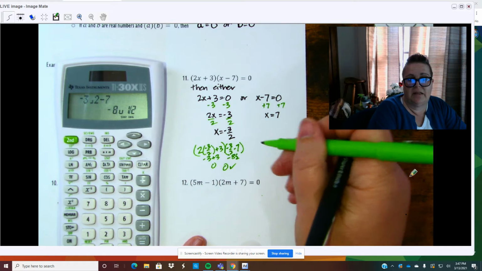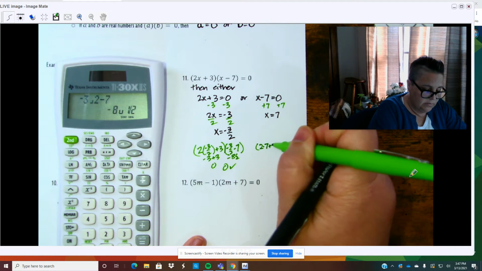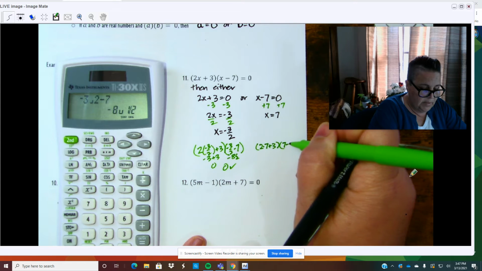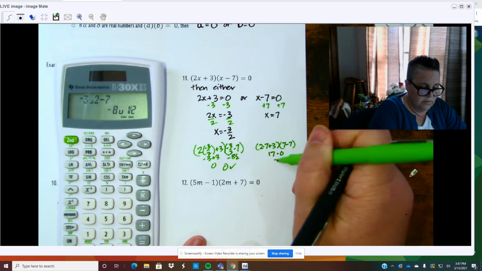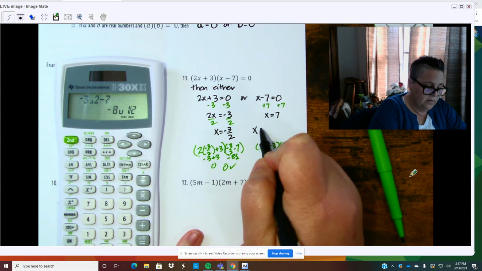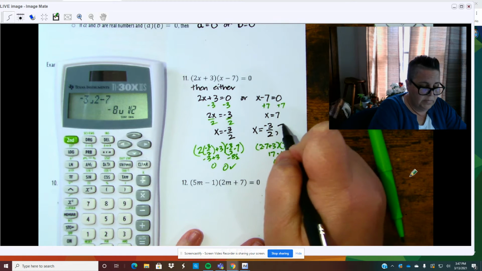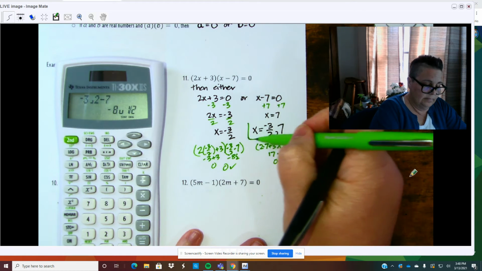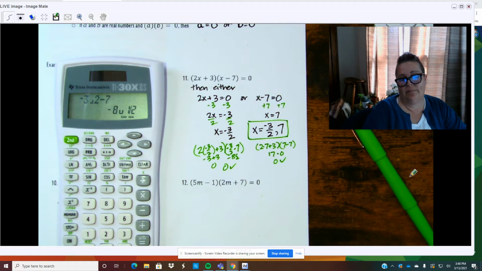What about the 7? That would give me 2 times 7 plus 3 times 7 minus 7, or 17 times 0, which is still 0. So they both work. So my x value here could be negative 3 halves, or it could be 7. So we'll write the solution as negative 3 halves, comma, 7.